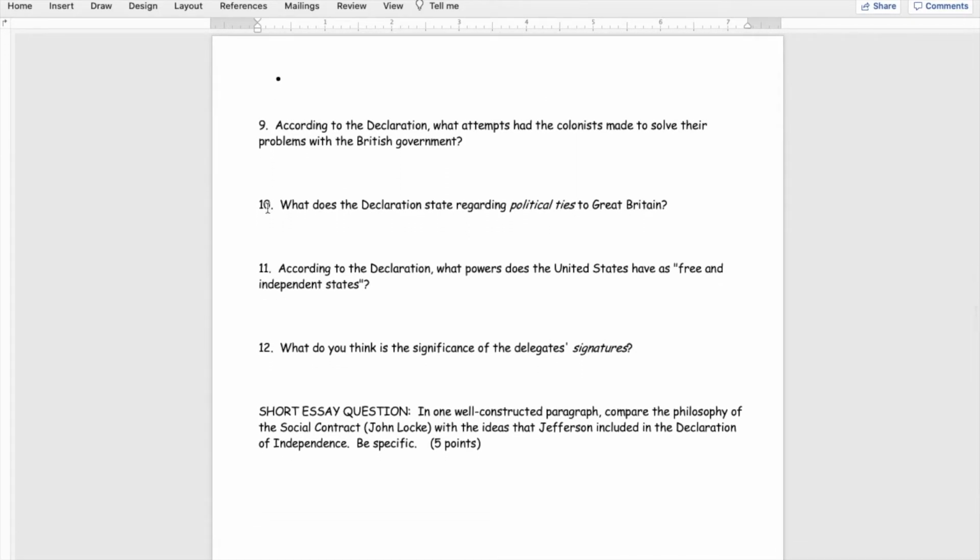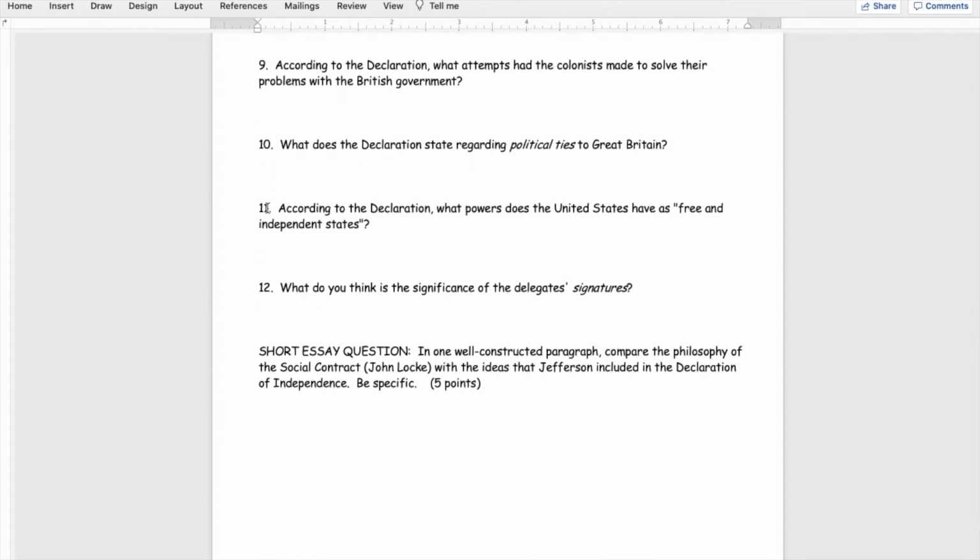Number 10 says, what does the Declaration state regarding political ties to Great Britain? The answer is that they are totally dissolved. And what does it mean when something dissolves? Yeah, it goes away. So they're saying we are no longer tied to Great Britain. We have nothing that ties us together.